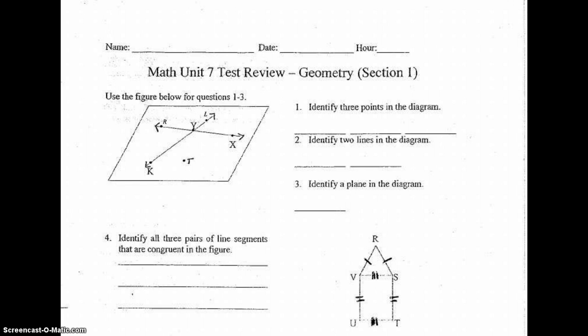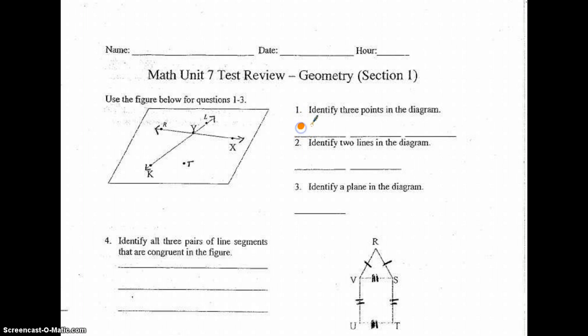All right, so the first one, identify 3 points in the diagram. A point could be K, T, X, L, Y, or R. I want you to make sure that you have the point symbol. I'm going to do point R, point Y, and point L. You could have any of those points that I mentioned before.